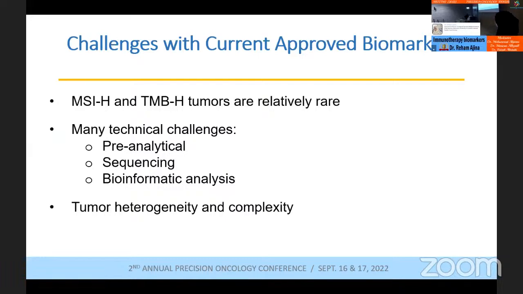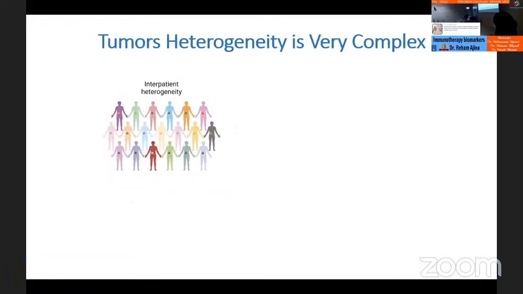The last challenge is tumor heterogeneity and complexity. And I would like to spend a few minutes here, because as a scientist, again, I see this in my preclinical studies. If you take a group of patients, you know that every particular patient will have a unique tumor. If you look at one patient, every metastatic tumor will be different.